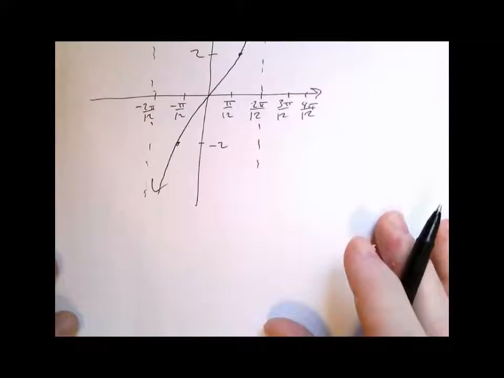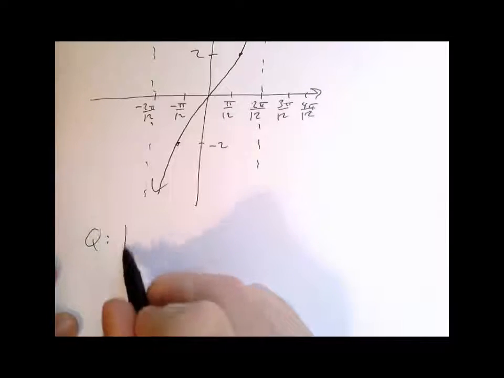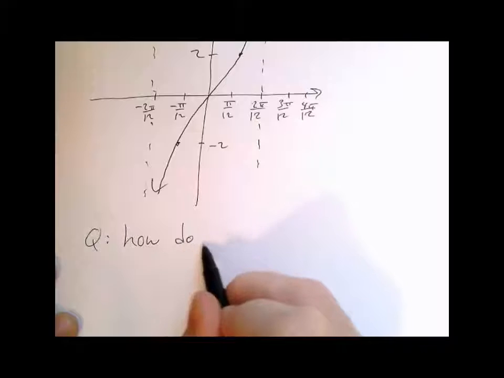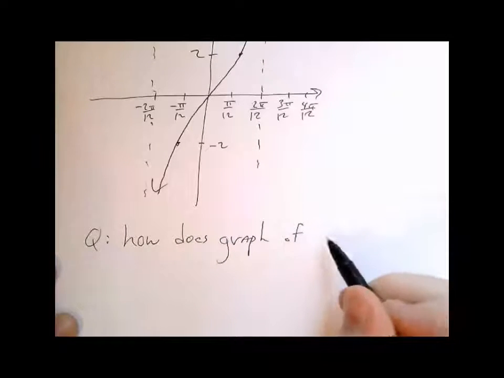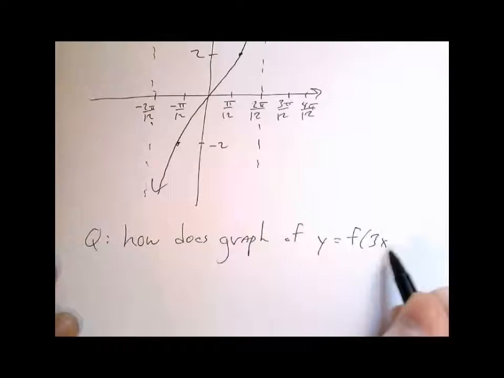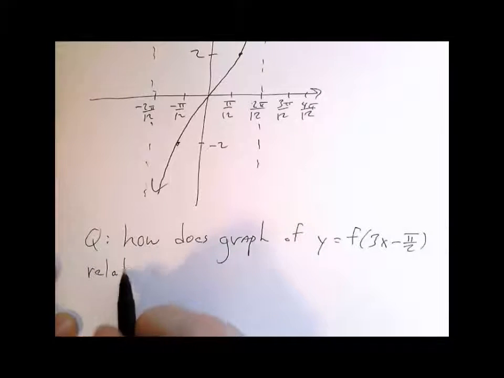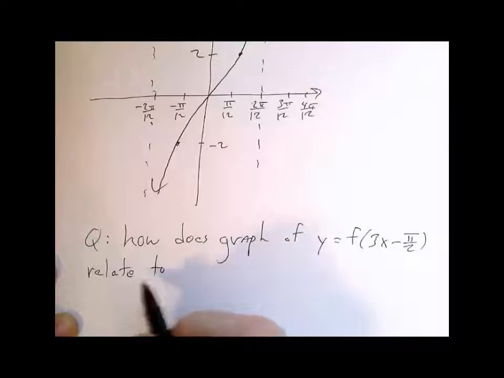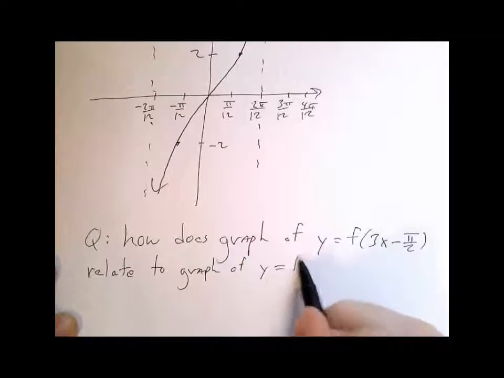So the question is, how does the graph of, let's say, y equals f of 3x minus pi over 2 relate to the graph of just y equals f of x? I mean, I can do this in general. I can do this for this function here.